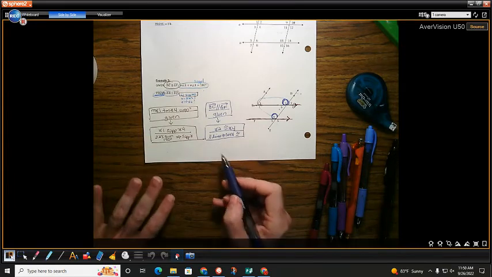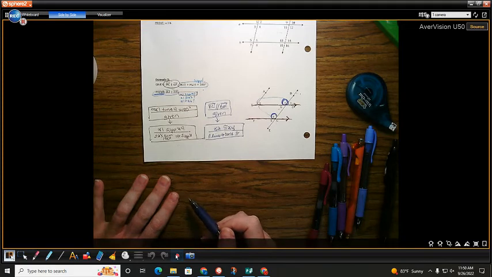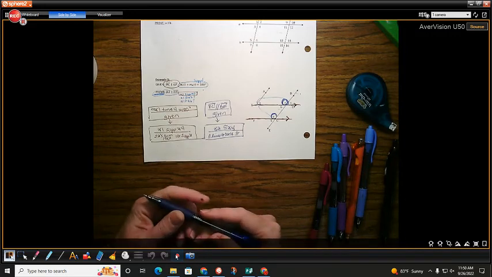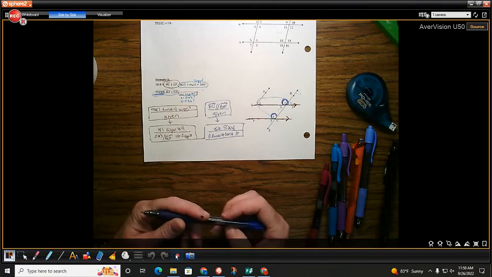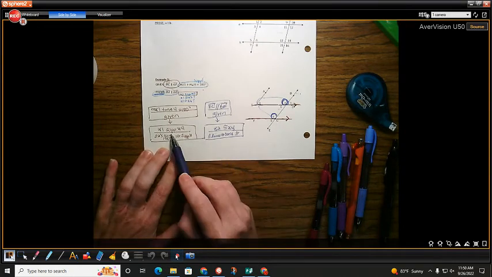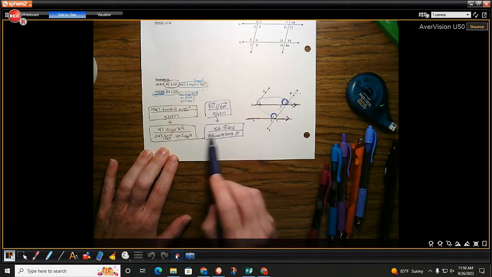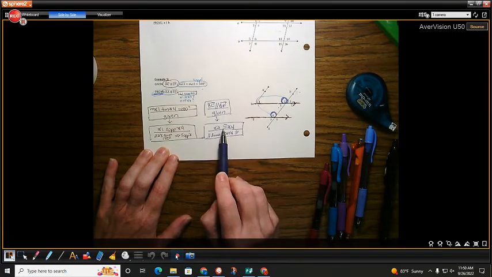Do I have a transitive property of supplementary? No. Do I have a substitution property of supplementary? Does that sound familiar? So can I just substitute angle 2 and 4 into here? No, I can't. So how am I going to get this 4 replaced with that 2?